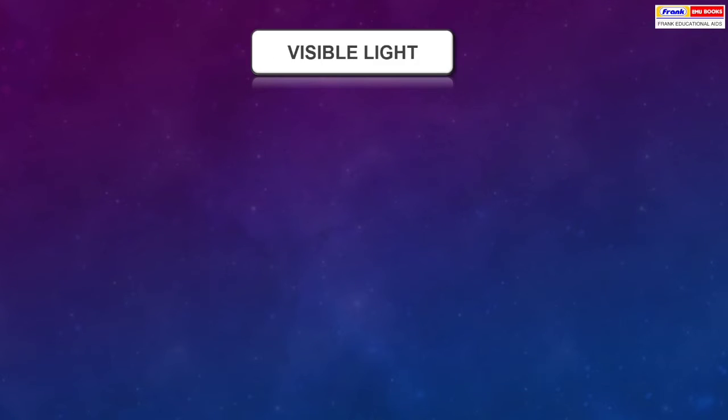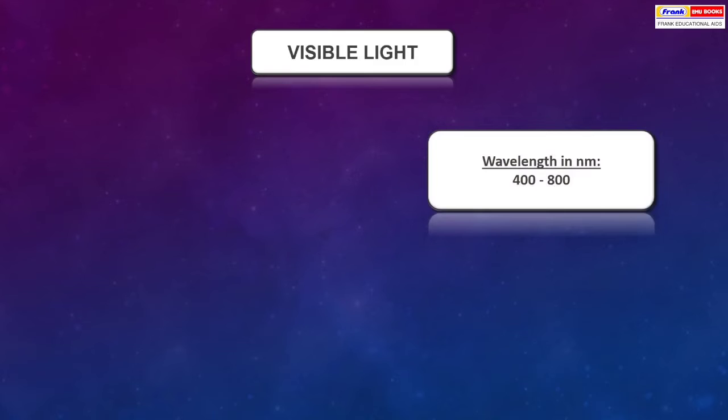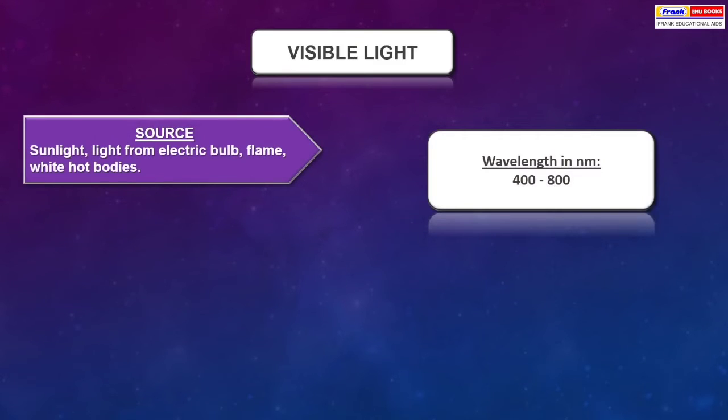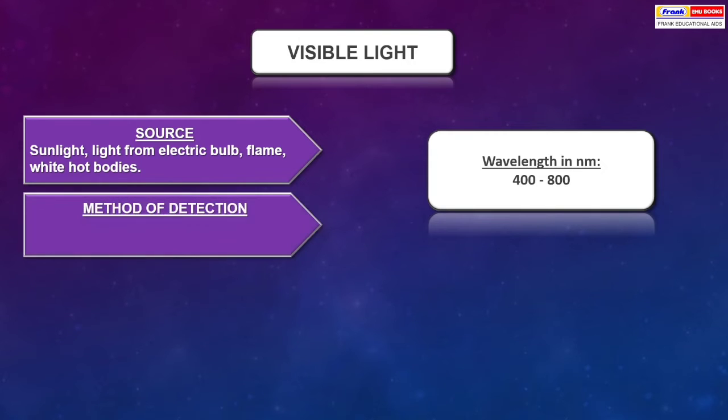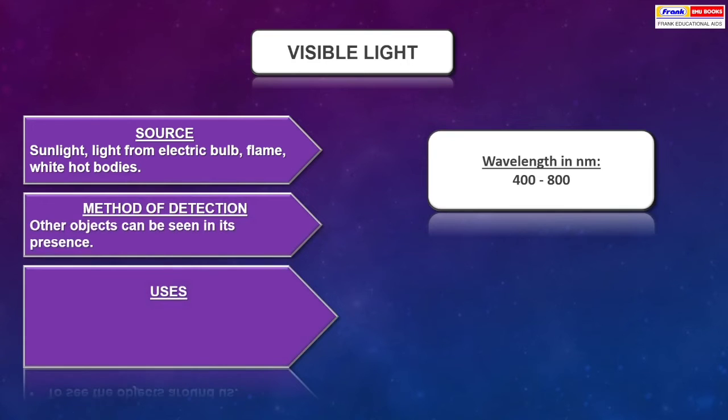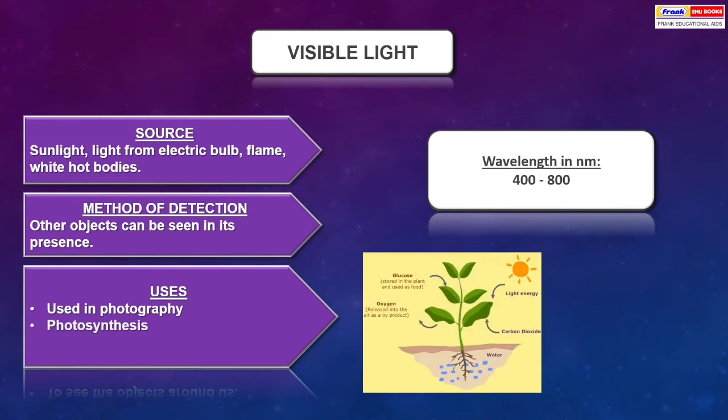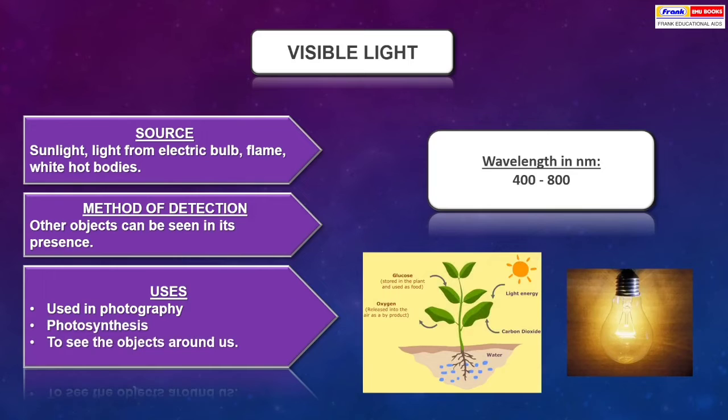Visible light, wavelength 400 to 800 nanometer. Source: sunlight, light from electric bulb, flame, white hot bodies. Method of detection: other objects can be seen in its presence. Uses: used in photography, photosynthesis, to see the objects around us.